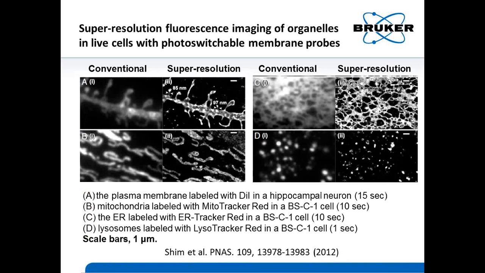Another example of super resolution imaging in organelles. This is from Xiaowei Zhuang's lab, published in PNAS in 2012, where they were able to use some of the standard dyes that people use, like dye for plasma membrane. So here's an example in a hippocampal neuron here. They also imaged mitochondria with MitoTracker Red in this image, ER with ER-Tracker Red, and then lysosomes with LysoTracker Red.